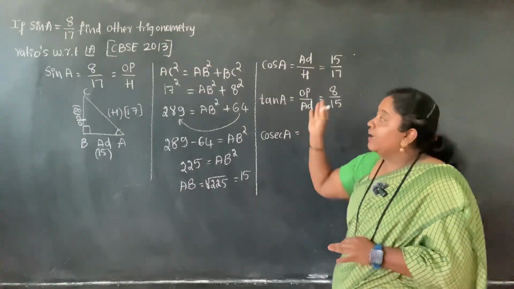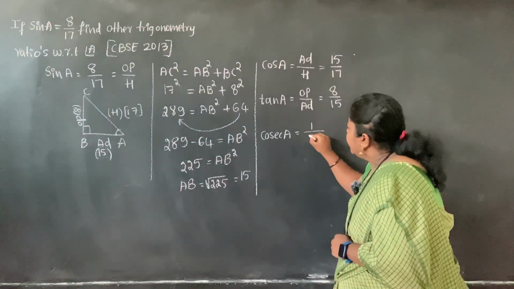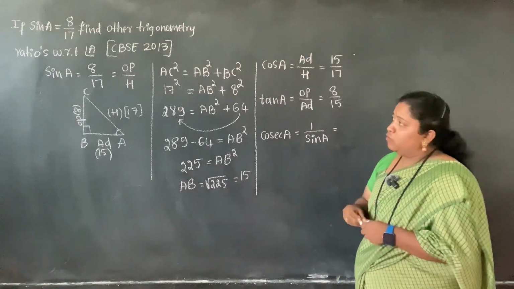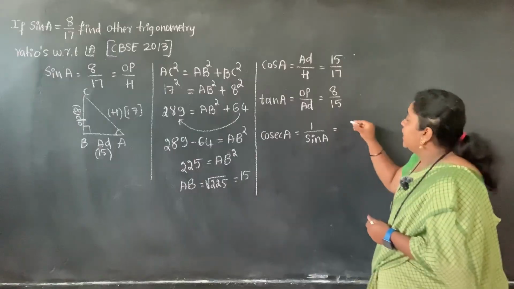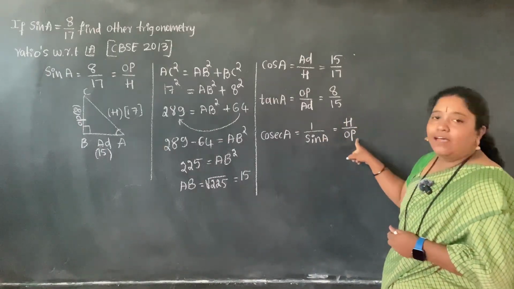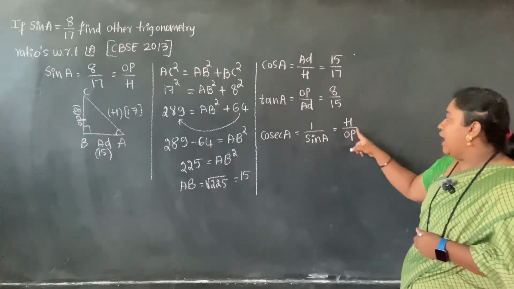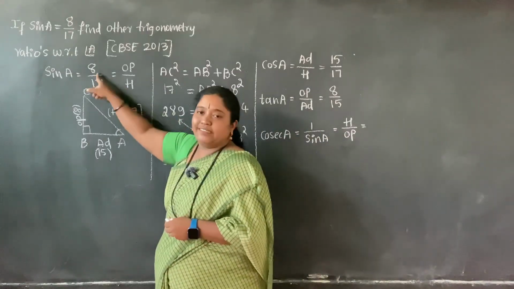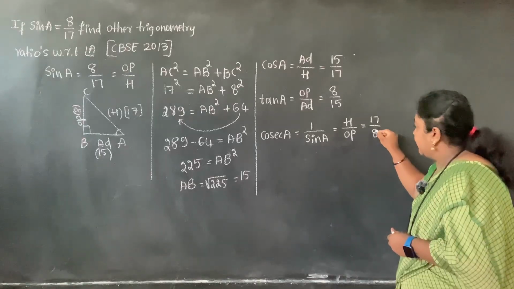cosec is the reciprocal of sine. It can also be written as 1 by sine A, or else you know the formula. Formula of sine A is opposite by hypotenuse, and cosec A can be written as, dear, hypotenuse by opposite. Both are correct. Cosec can be written as either 1 by sine A or hypotenuse by opposite. Suppose if it is 8 by 17, it can be 17 by 8.